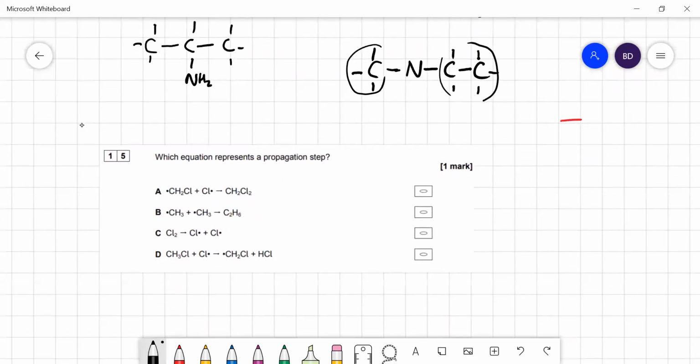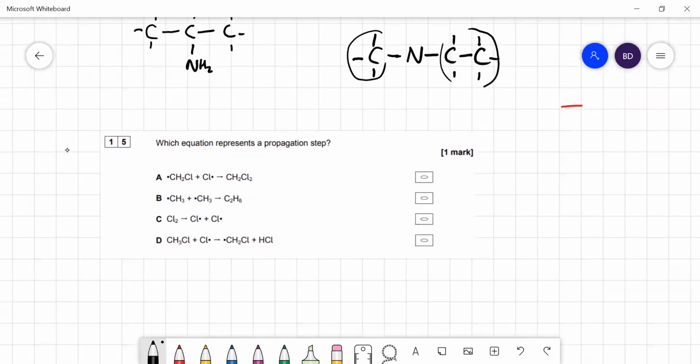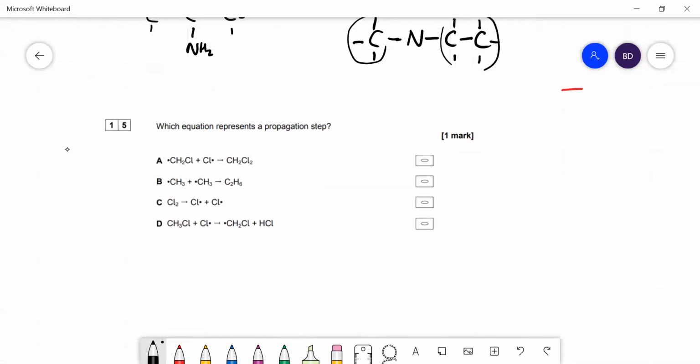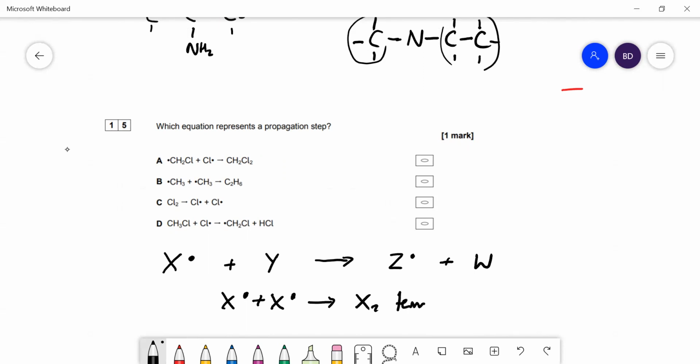15, about substitution, which represents a propagation step. Now, in a propagation step, you always get something which is a free radical that reacts with something else that isn't a free radical, no dot on Y, to give a product which is a free radical and something else which isn't a free radical. Okay, that's propagation. Of course, if you get 2 free radicals joining together, that's termination.